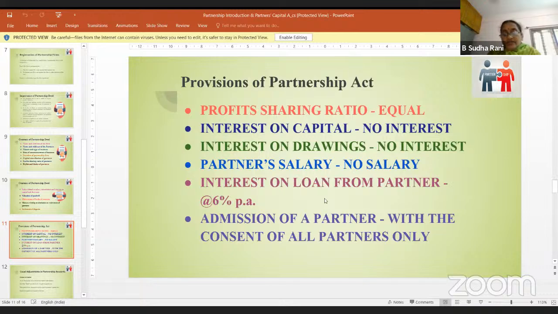Profits among the partners to be shared equally, and no interest on capital and drawings to be charged. But if any partner's loan is there, that has to be paid interest at 6% per annum. And the salary, no partner can get a salary or commission also. Finally, if any partner is to be admitted, that is with the consent of all partners.